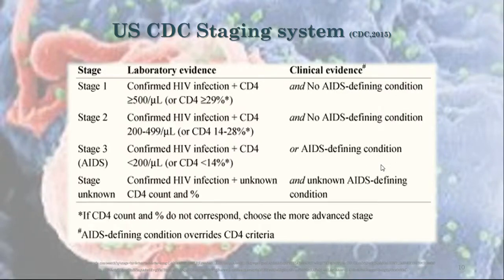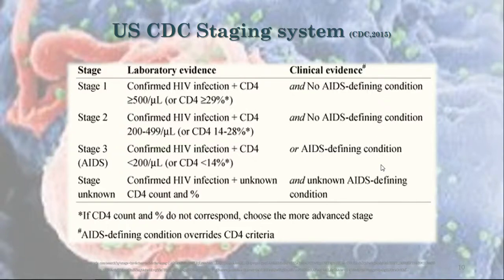Stage 3, they have a confirmed HIV infection. Their CD4 count is less than 200 units per liter, or their CD4 percentage is less than 14%, or they have an AIDS defining condition. When they have a stage unknown, they have a confirmed HIV infection plus an unknown CD4 count and percentage. And they have an unknown AIDS defining condition.